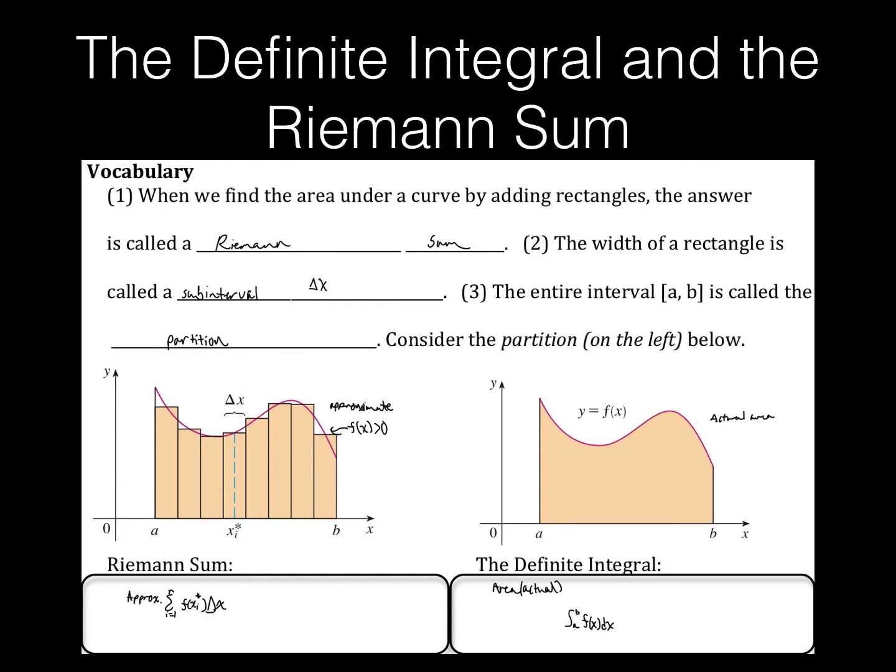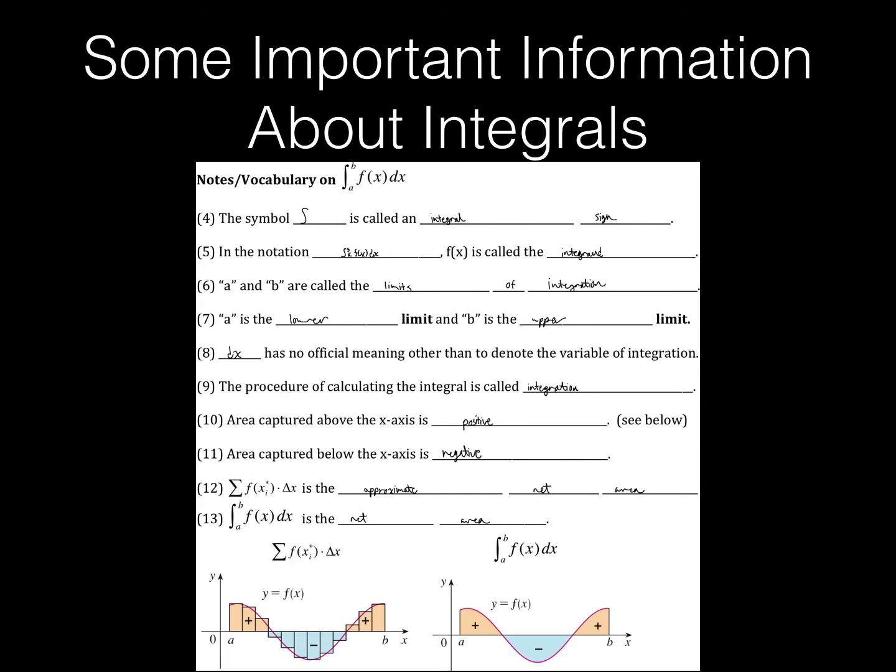However, there's area that's either left out or added to the total sum. Therefore, the Riemann sum is an approximate estimate of the area. It's the summation, i equals 1 to n, of f of x sub i times delta x, whereas the definite integral is the actual area of the function f of x, and it's defined by the integral from a to b of f of x dx.